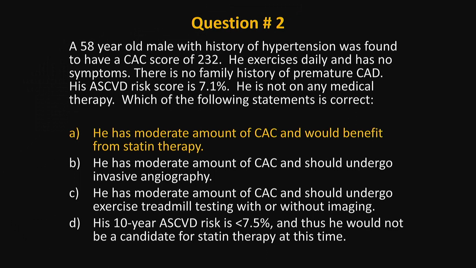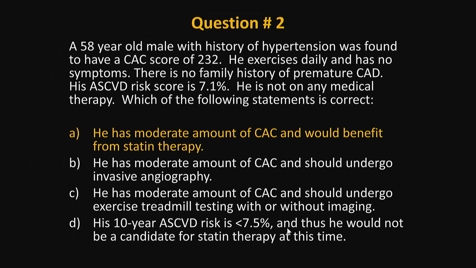He does have a moderate amount of plaque and would benefit from statin therapy. Even though his ASCVD risk score is 7.1%, the identification of calcium would portend a higher risk, and he certainly would have a risk that's higher than the 7.5% threshold. Choice C would be incorrect because most patients like this who are asymptomatic do not need further testing, such as an exercise treadmill test, regardless of whether imaging is done.